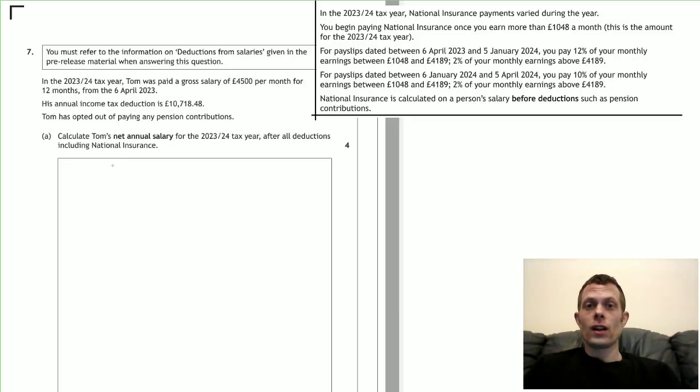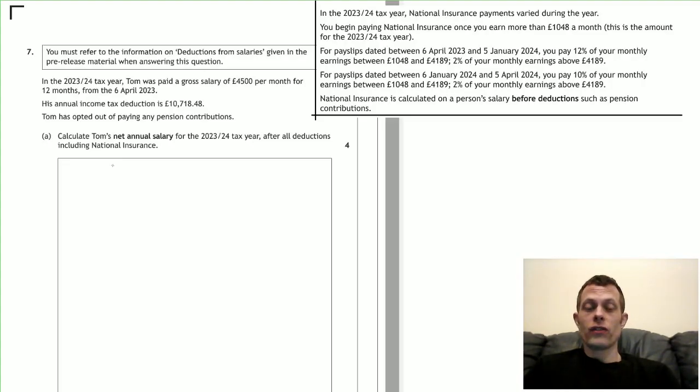The rules in 2024 and indeed in 2023 were split up into multiple rates across the year, whereas we know in the data booklet for 2025 there is just one rate. It's unlikely something exactly like this would come up in 2025. So let's look at part A. We need to calculate national insurance. There are no pension contributions, and they've calculated income tax already for us.